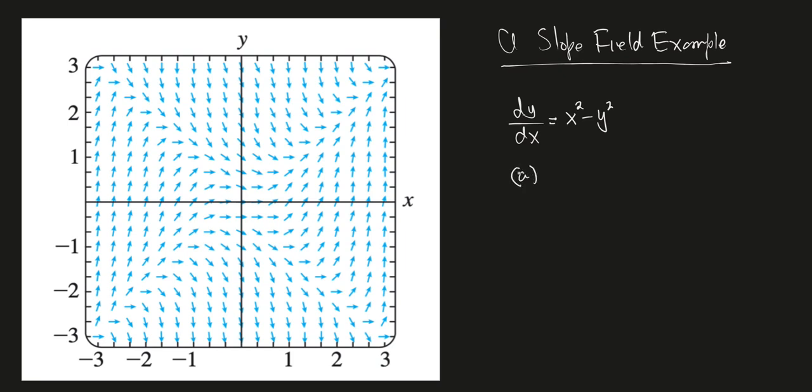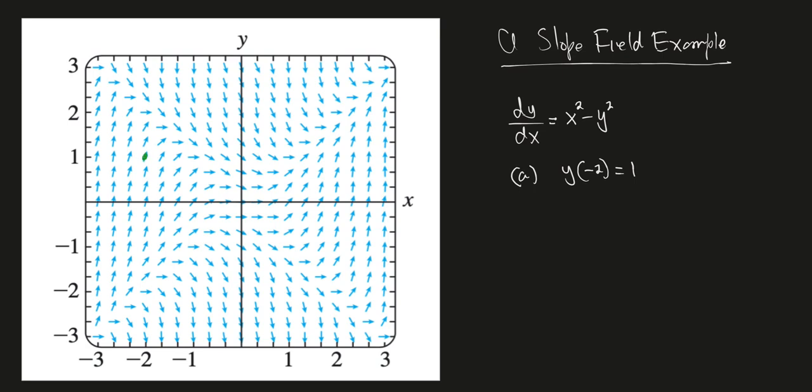And what I will do, let's say we have part A. We have a solution that passes through the point or satisfies this condition. Let's say y of negative 2 is equal to 1. Let's see if we could, based on the slope field, actually sketch what this solution would look like. So the first thing I would have to do is locate the point negative 2, 1. So that is roughly about there.